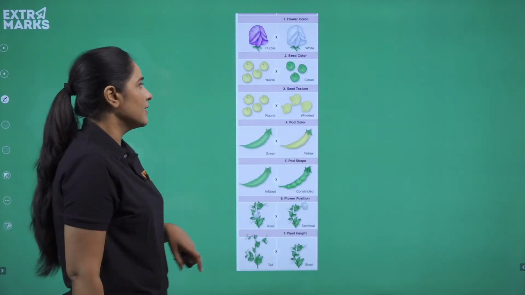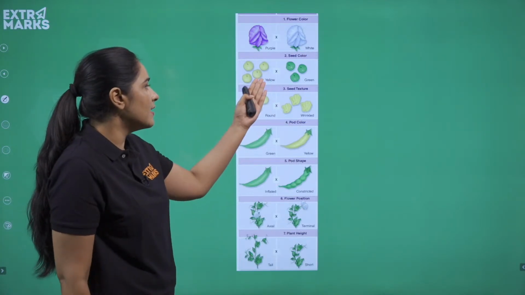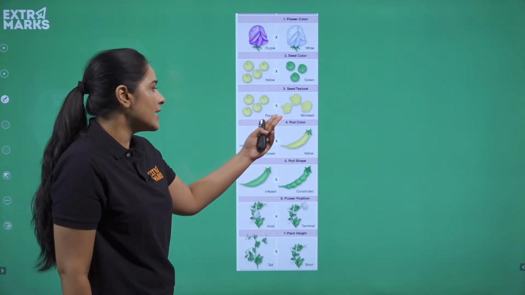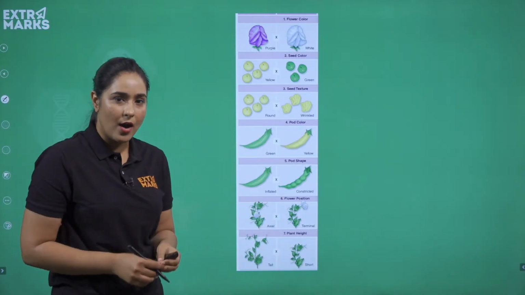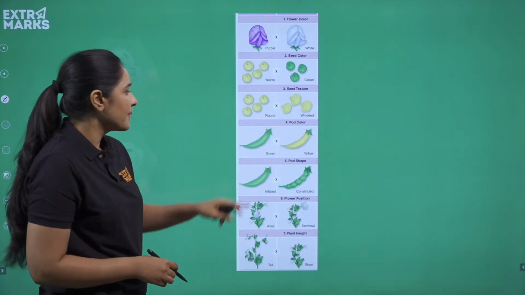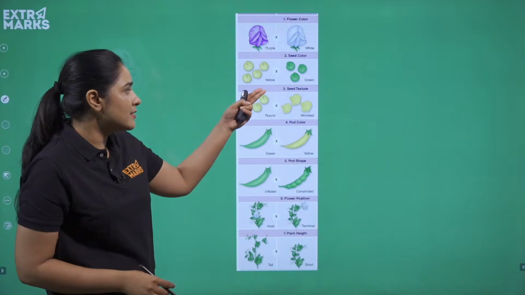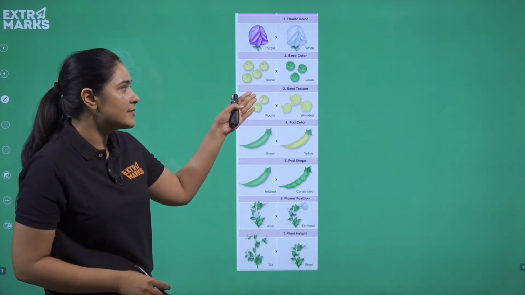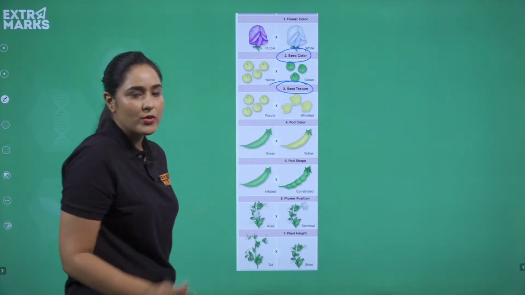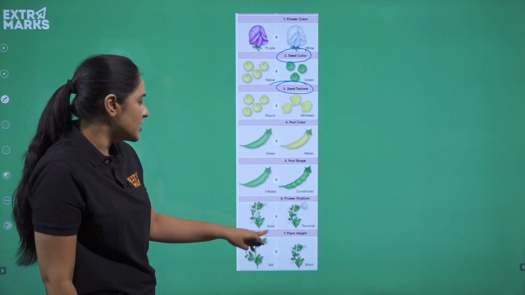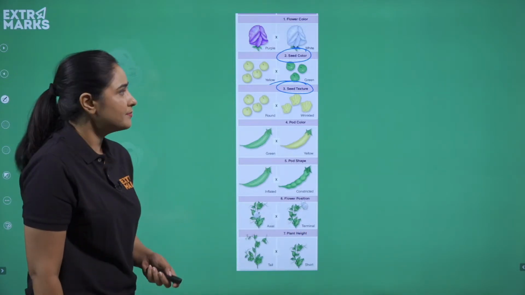As you can see here, it was having the flower color, purple, white, seed color, yellow, green, seed texture. These are all the characters which Mendel has taken into account while working on the pea plant. Pod color, green, yellow, pod shape. He has taken seed color and seed texture. Seed size was not taken. Flower position, axial and terminal, he was having plant height also.